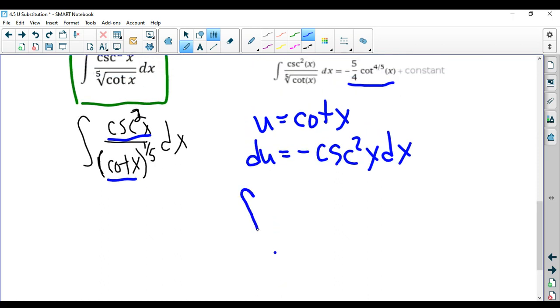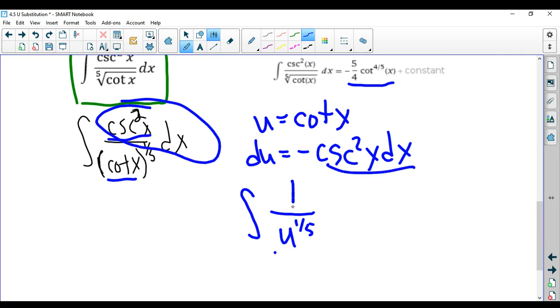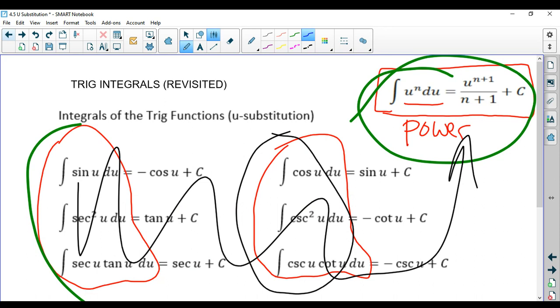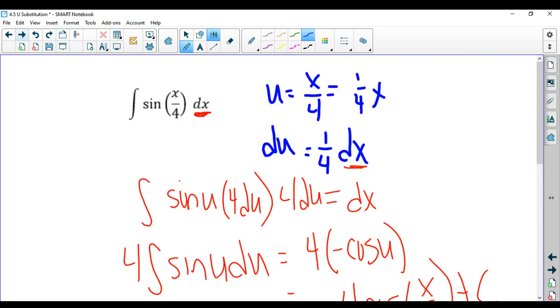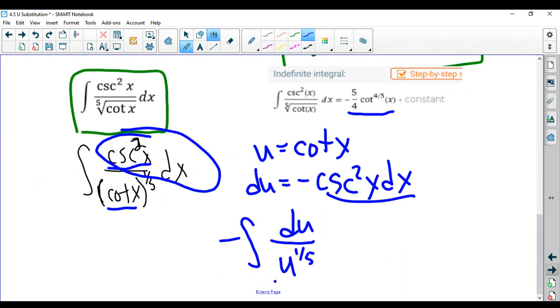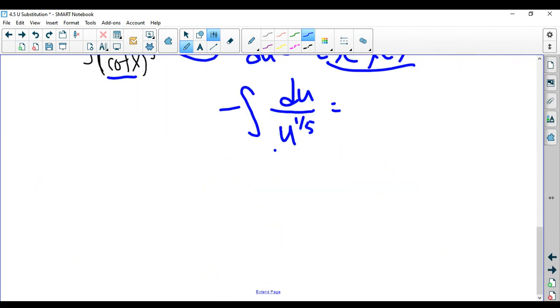So now I'm going to rewrite my integral in terms of u. This is the integral. I have u to the 1/5 on the bottom. My cosecant squared x dx, which is up top, is exactly equal to negative du. This is going to be a power rule, as we suspected, but not yet. It has to be some constant times the integral of u to the n, which this is not yet, until we use our rules of exponents to make this negative integral of u to the negative 1/5 du. So now the power rule applies directly.